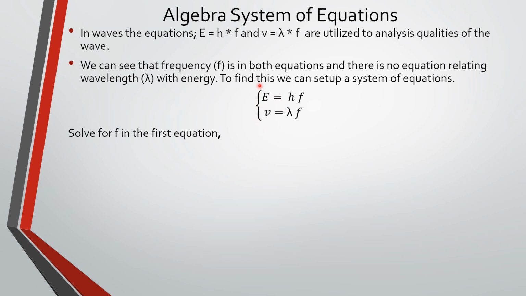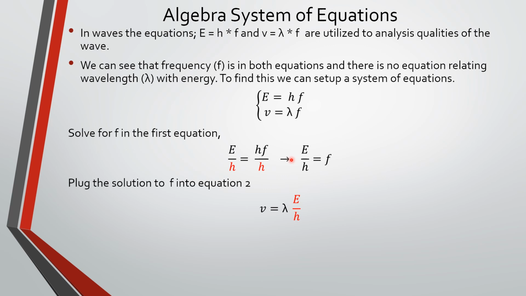So this is a system of equations right here, denoted by these brackets. Solve for f in the first equation. So we'll use this first equation and solve for f. By doing that, we divide both sides by h, Planck's constant, and then we have f equals the energy over Planck's constant. Plug the solution for f into the second equation. So we're going to plug it right here. We're just going to put E over h right here, just like that, and we have this new equation.